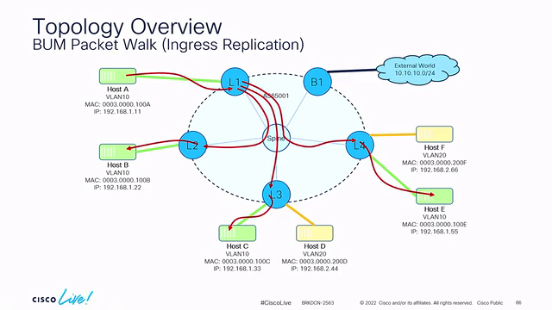We have BUM with ingress replication. That's one way of doing it. Ingress replication or head-end replication is the same terminology, the same thing. It means that the host sends a broadcast to its first hop switch, to the leaf where it's connected. That leaf is what we call the ingress VTEP. That leaf is responsible to replicate.